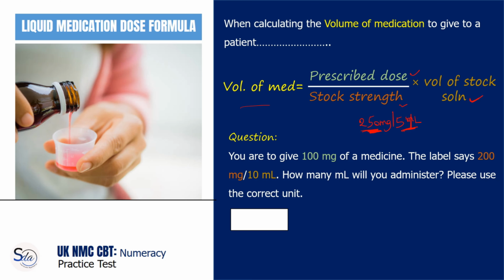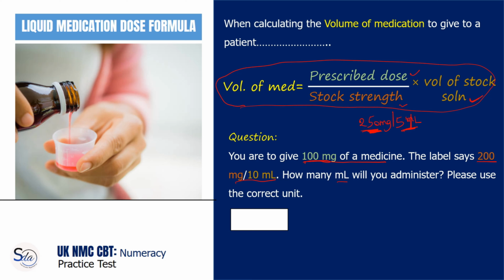And this is the formula we're going to use to calculate for liquid medications. So anytime you meet such in your CBT, don't forget this formula. So let's look at a similar question down here. It says you have to give 100 milligram of a medication. So let's keep the keywords in mind. Give here means that is what the doctor has prescribed. The label says 200 milligram per 10 ml. How many ml would you administer? Please use the correct units.